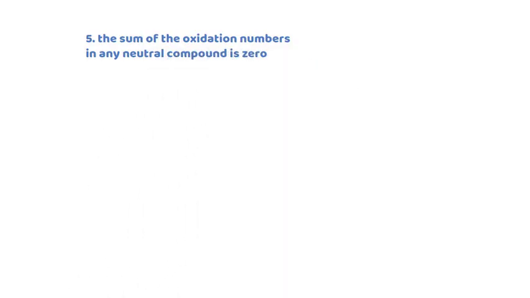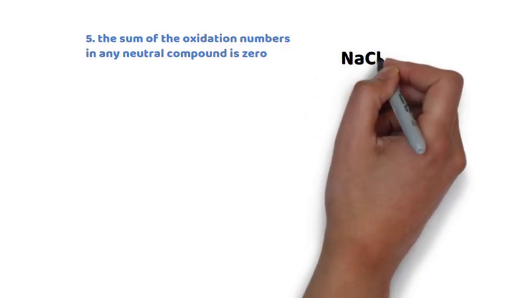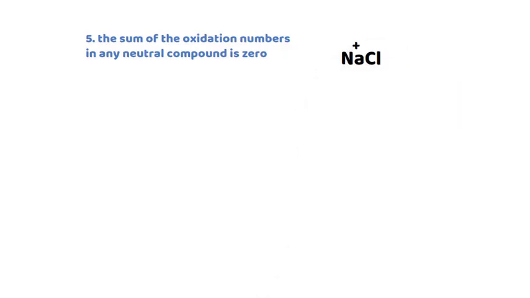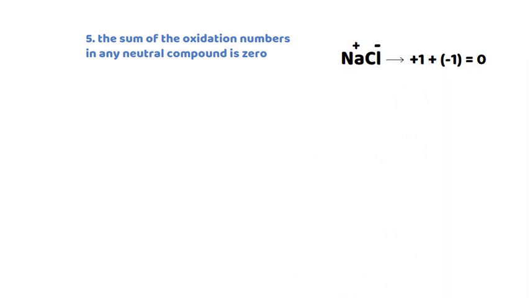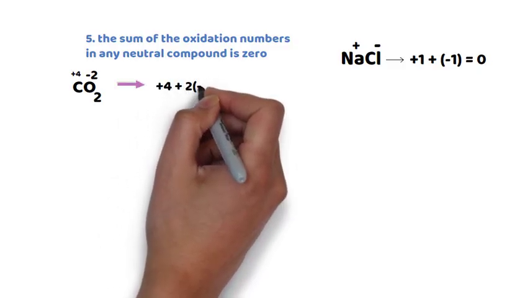The sum of oxidation numbers in any neutral compound is equal to 0. For example, sodium chloride is a neutral compound. The oxidation number of sodium is +1, the oxidation number of chloride is -1. Therefore, their sum is equal to 0. Oxidation number of sodium plus oxidation number of chloride is equal to 0. Carbon dioxide. In carbon dioxide, the oxidation number of oxygen is -2, but that of carbon is +4.